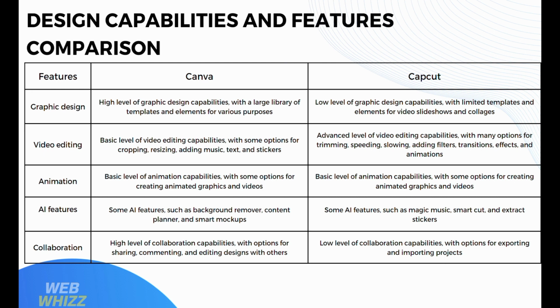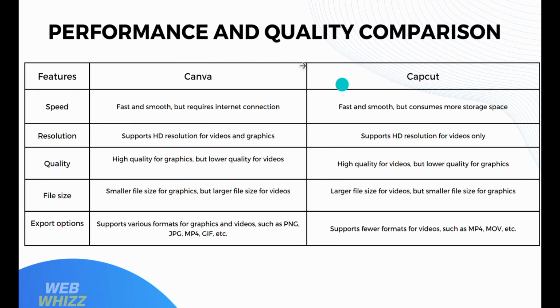Now in terms of collaboration features, Canva offers a high level of collaboration capabilities with options for sharing, commenting, and editing designs with others, while CapCut offers a low level of collaboration capabilities with options for exporting and importing projects. Now moving on to their performance and quality comparison, in terms of speed, Canva is fast and smooth but requires an internet connection, while CapCut is also fast and smooth but consumes more storage space.